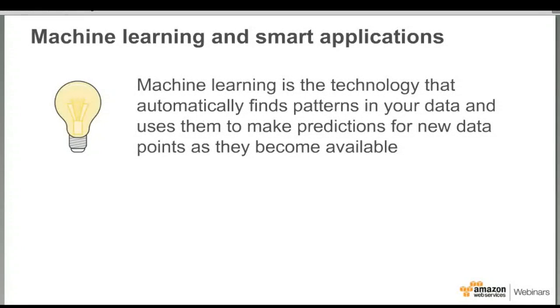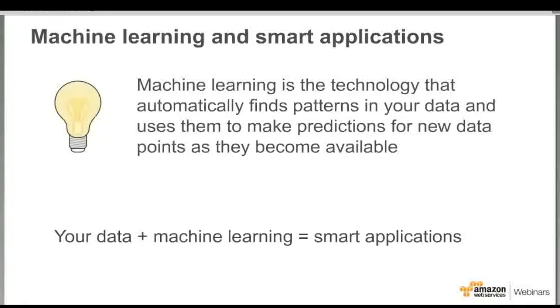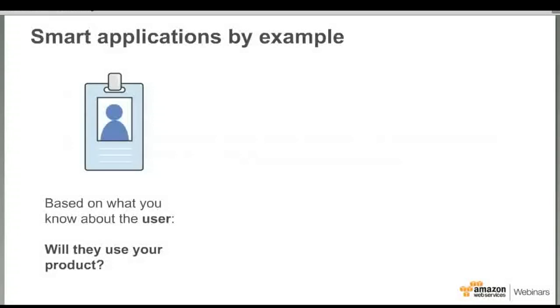Machine learning is a broad umbrella term for the technology that finds patterns in existing data and then uses these patterns to make predictions on new data points. And there is a really simple equation here. Take your data, add machine learning technology, and what you get is smart applications that can really make a difference for your business. So let's look at a few examples of smart applications.